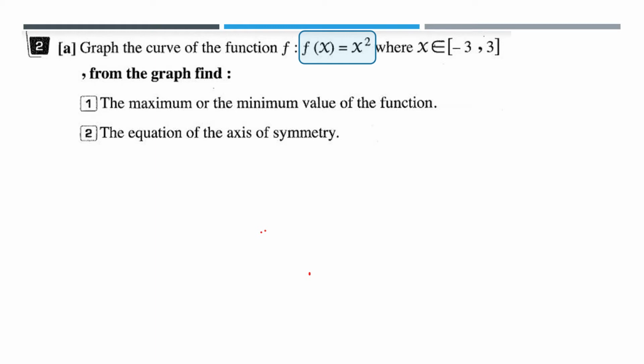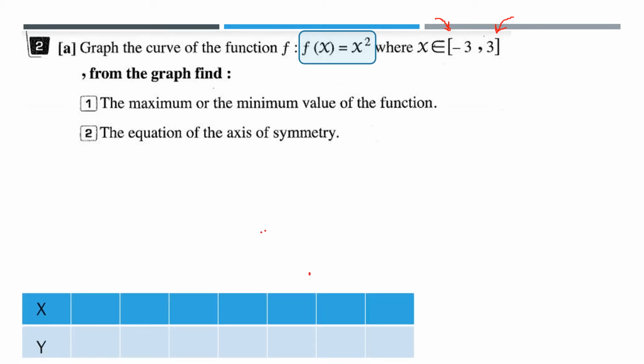Question 2 بيقول لي part A graph the curve of the function f of x equals x power 2 where x belongs to a closed interval from negative 3 to 3, يعني starting with the negative 3 ending with the positive 3. يبقى أول حاجة هقول له عندي التيبل وهنحط الفاليوز بتاعة الx بتاعتنا بتاعة الانترفال. ببدأ بالنيجاتيف 3 نيجاتيف 2 نيجاتيف 1 0 1 2 3. تمام. هنبدأ نعوض أو we will substitute في الفانكشن ونشوف ال value of y at x equals negative 3.